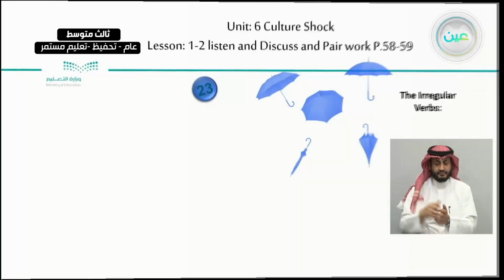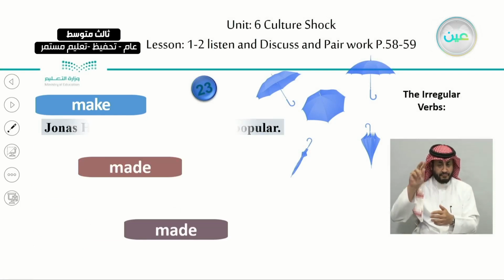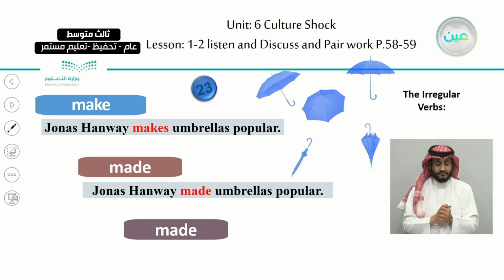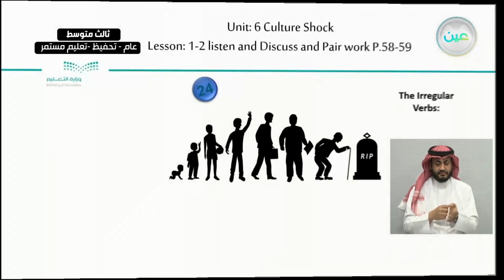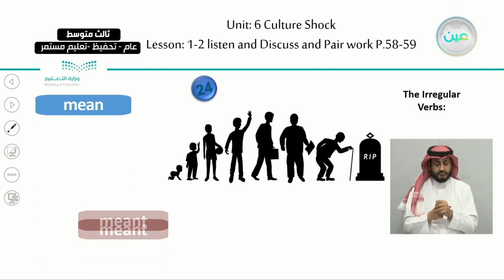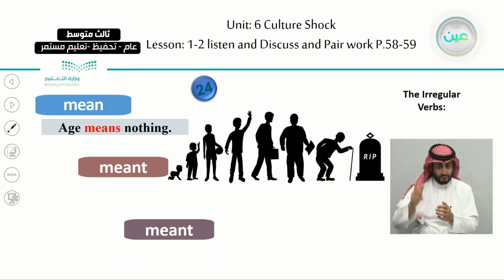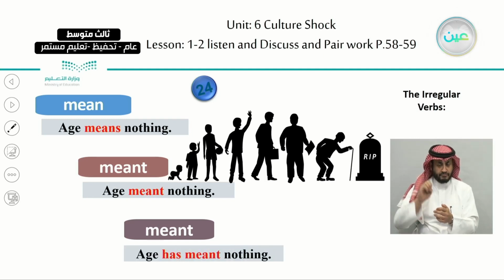This is verb 22. Verb 23, we have make, made, and made. For the present, Jonas Hanway makes umbrellas popular. Jonas Hanway made umbrellas popular. Jonas Hanway has made umbrellas popular. Now for the last verb we have for today, we have mean, meant, and meant. Age means nothing. Age meant nothing, and age has meant nothing.